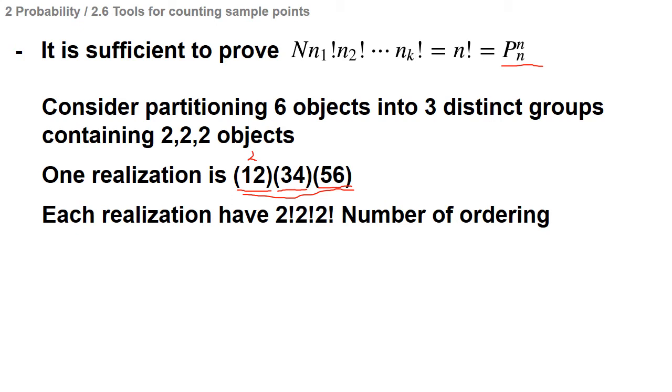So n1 factorial, n2 factorial, and nk factorial times the number of these realizations results in n factorial, which is n permutation n. Think about the example for the combination and think about this situation. You probably understand why this is true. Or there's another proof in the textbook. So if you have a hard time understanding this, probably you can read the textbook if that's easier.